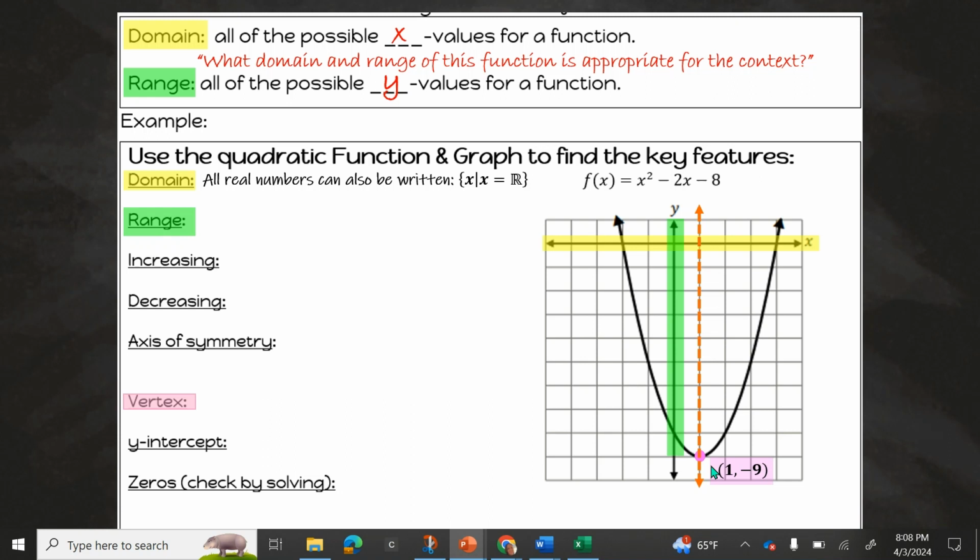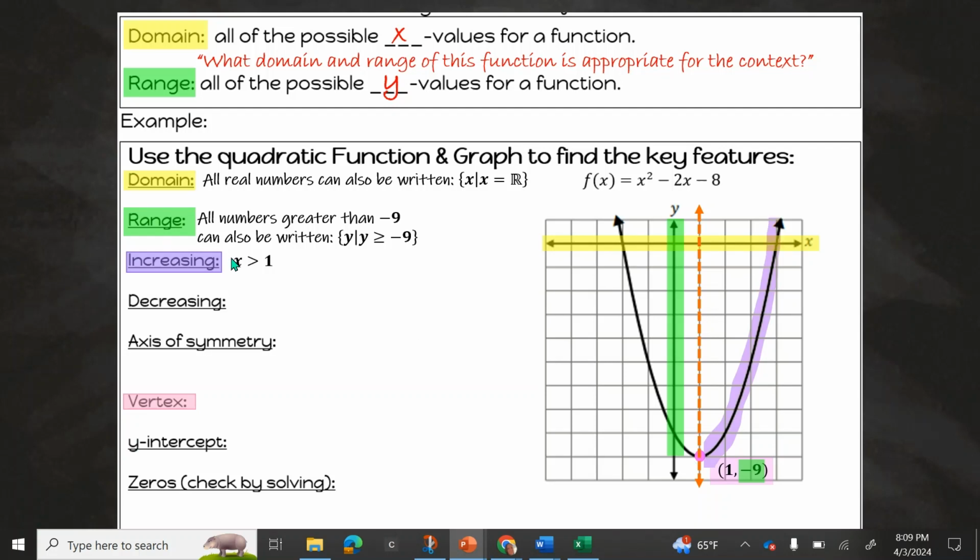And in this case, it is (1, -9), okay? So that means our range must be any number greater than or equal to -9, okay? This function, because it has a positive a and is opening up, notice that the a here is greater than 0. All right, this side of the function is where it's increasing.